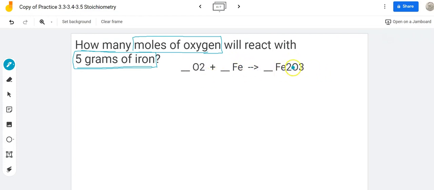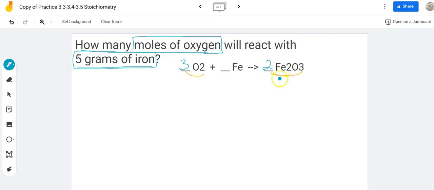I have 1 iron on this side, 2 irons on this side, 2 oxygens on this side, 3 oxygens on this side. Iron is all by itself, that's the easiest way to balance. All I need to do is put 1 number here. Let's balance oxygen first. I have 2 on this side, 3 on this side. So if I put 3 oxygen molecules and 2 iron 3 oxide molecules here, this will balance my oxygens. 3 times 2 is 6 oxygens, 2 times 3 is also 6 oxygens. Remember, whatever number I put here multiplies the numbers in the formula, those subscripts.